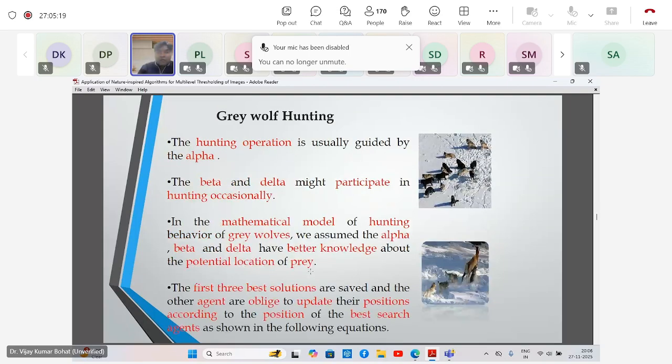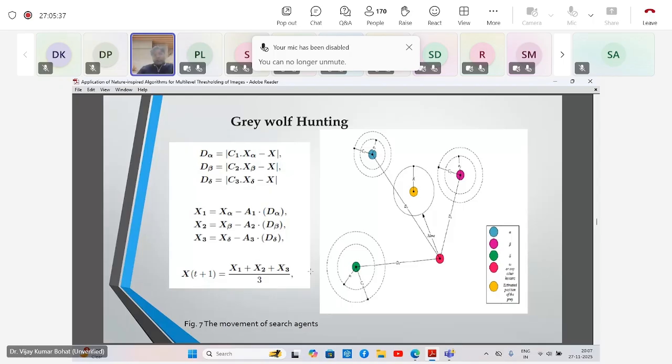The hunting operation is usually guided by the alpha, beta, and delta. The first three solutions are saved, and other agents are obliged to update their positions according to the position of the best three agents, that is alpha, beta, and delta wolves. These are the equations. Every solution will update its value with respect to X alpha, X beta, and X delta. And then it calculates the next position with respect to alpha, beta, and delta. The next position of the solution is going to be X1 plus X2 plus X3 divided by 3. It's the average value.